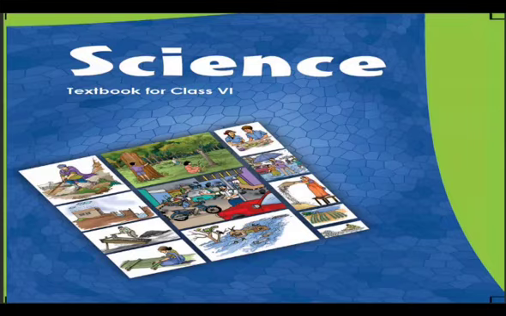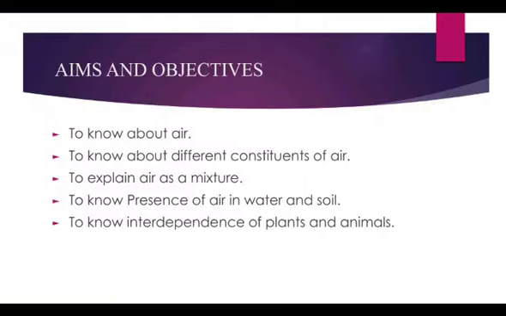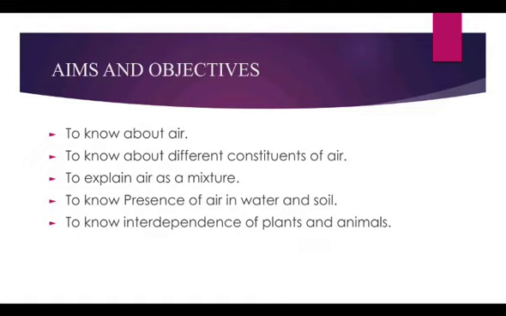Good morning, students. Today we are going to learn a new lesson of class 6 science, that is chapter number 11, Air Around Us. The aims and objectives of these lessons are to know about air, that what exactly air is, to know about different constituents of air, what air is actually made up of, to explain air as a mixture, to know presence of air in water and soil, and to know interdependence of plants and animals.